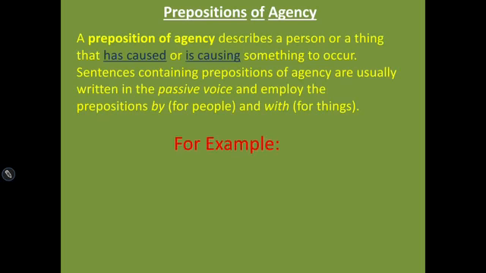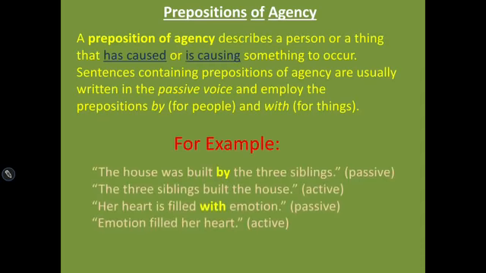For example, the house was built by the 3 siblings. This is a passive form. Here, by is the preposition of agency. What is more important here? The building of the house. And the 3 siblings are not given much importance.